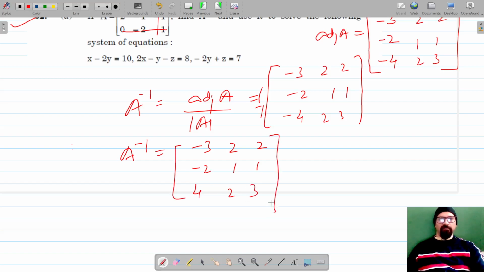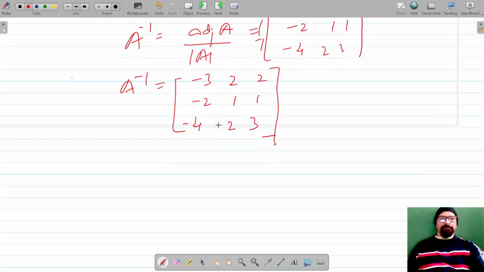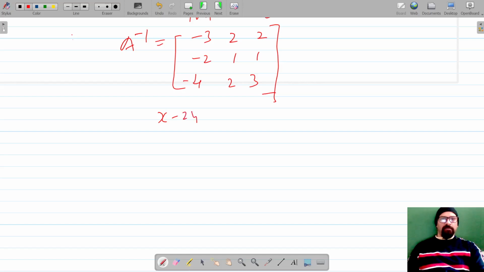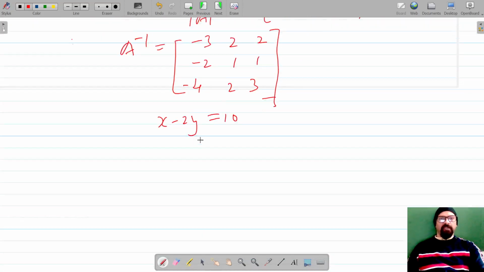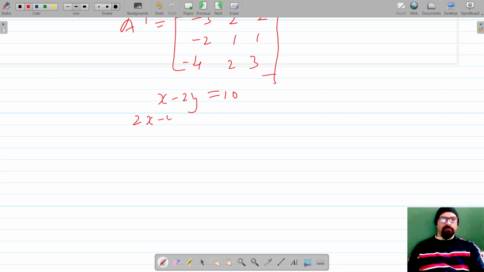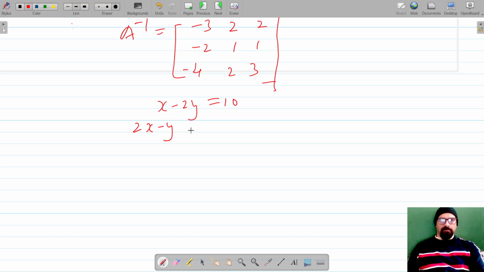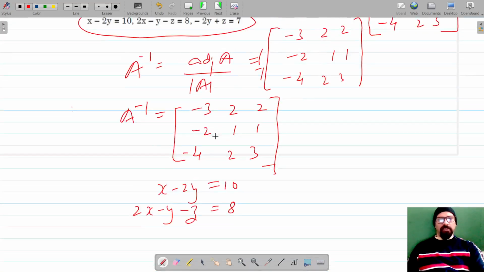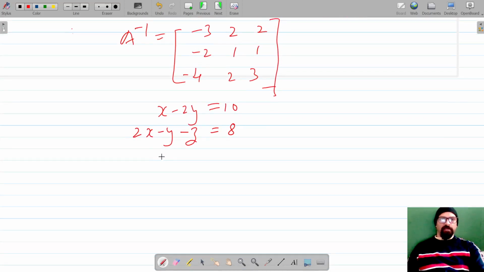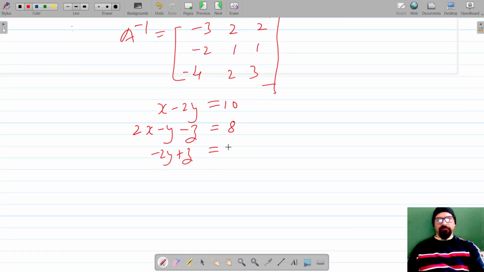So this is our A inverse, and we have to use this to solve the three linear equations. Okay, now our equations are x minus 2y is equal to 10, and this is 2x minus y minus z is equal to 8, and minus 2y plus z. So this is minus 2y plus z is equal to 7.